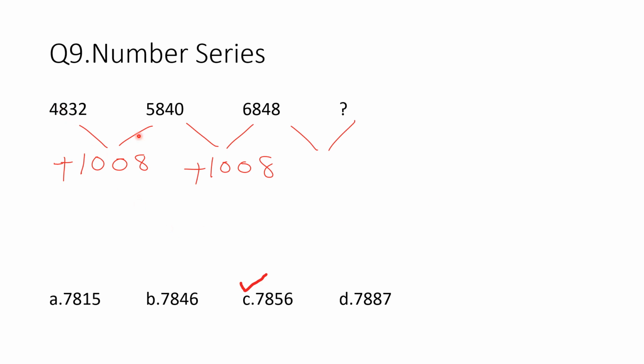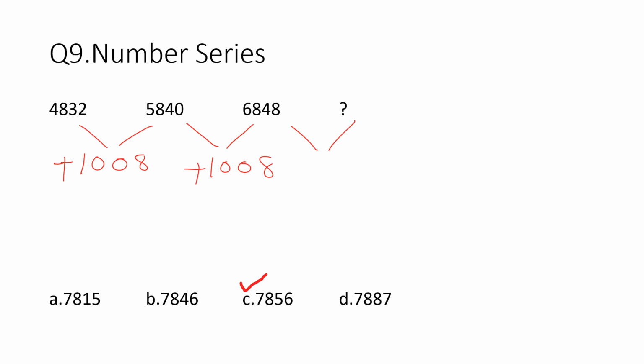Yes, between these two the difference is that of 1008. Between these two also the difference is that of 1008. So let's try to see if we have 1008 added to 6848, whatever comes, is that in the answer? Yes, it is there, right? So 6848 plus 1008 is 7856, and that is the answer.